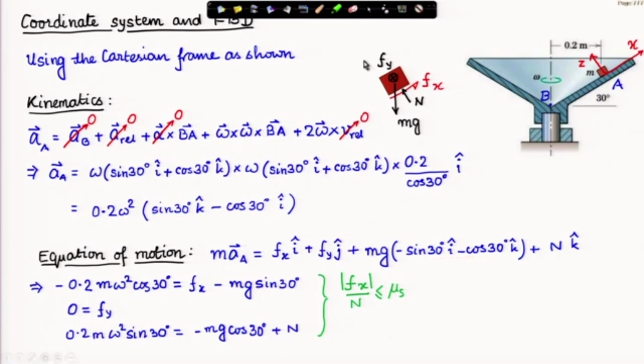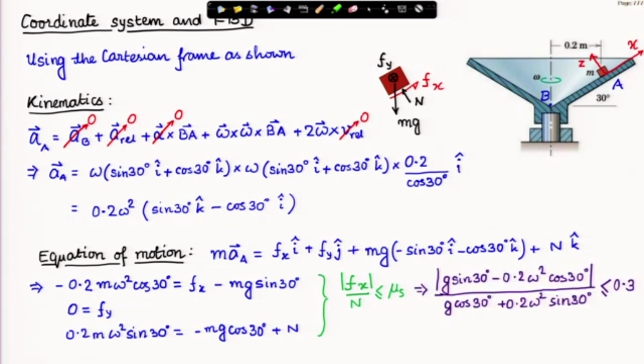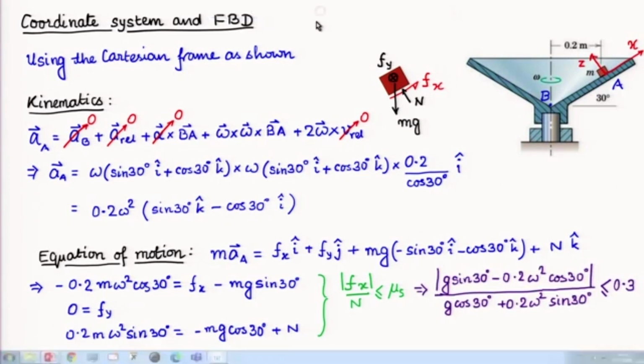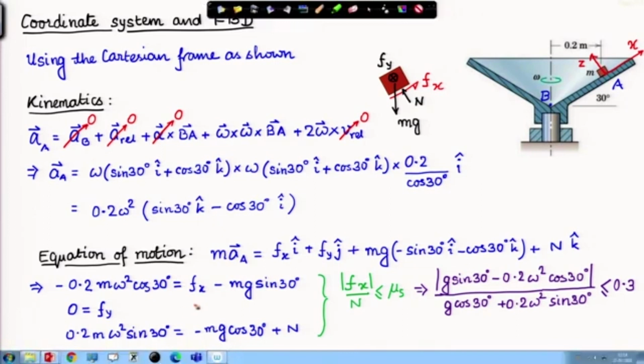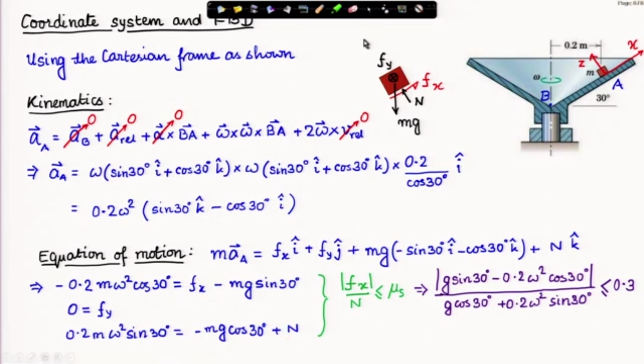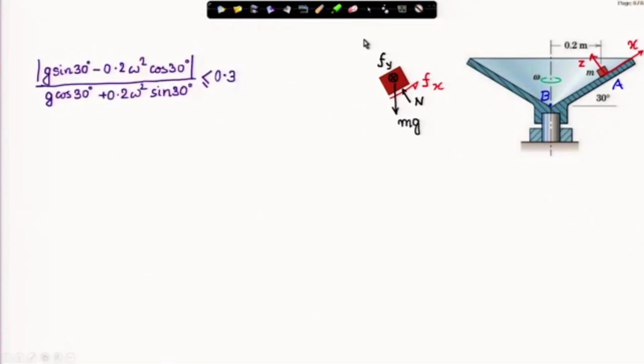Now, this condition must be satisfied for no slip. I have just solved these terms. For example, Fx I have solved from the first equation, N I have solved from the third equation, the k cap equation, and I have taken this ratio. Only thing I have to take is the magnitude of Fx, and that should be less than 0.3, which is the coefficient of static friction. This is our condition of no slip.